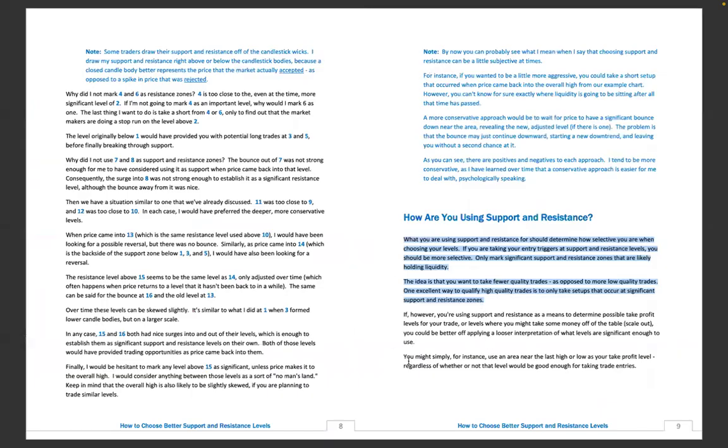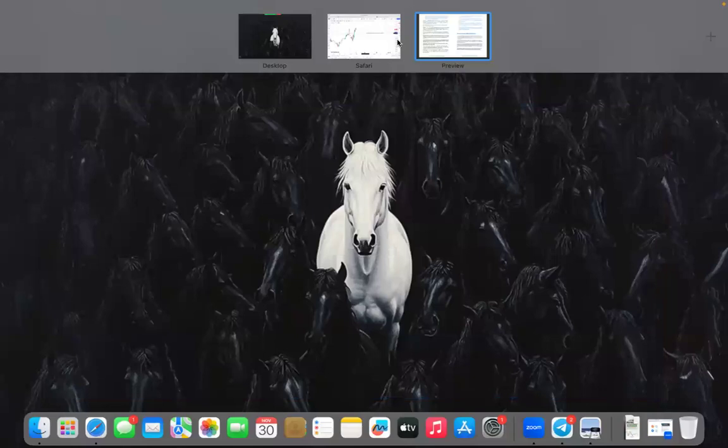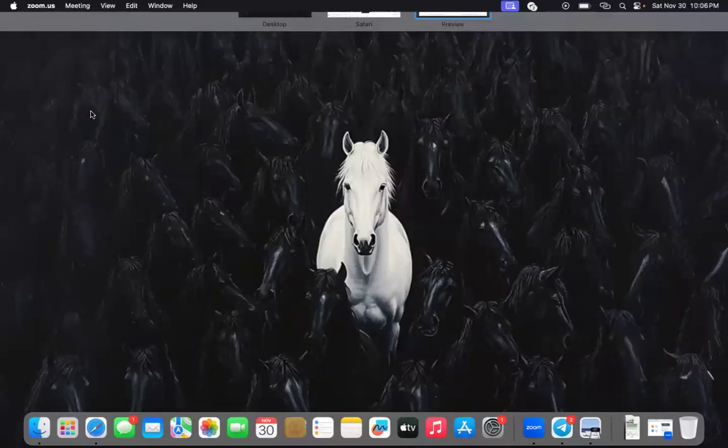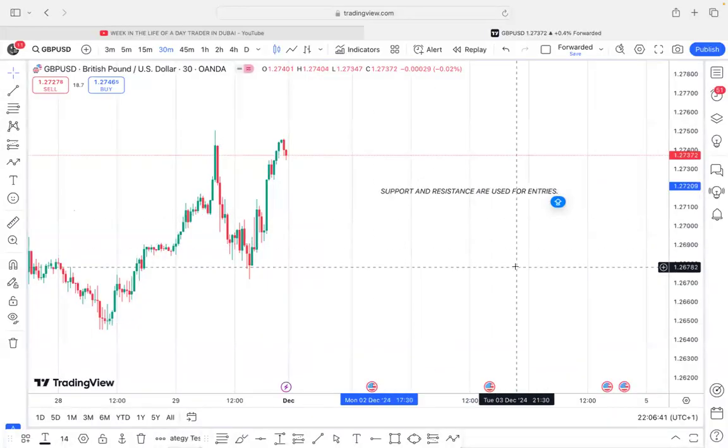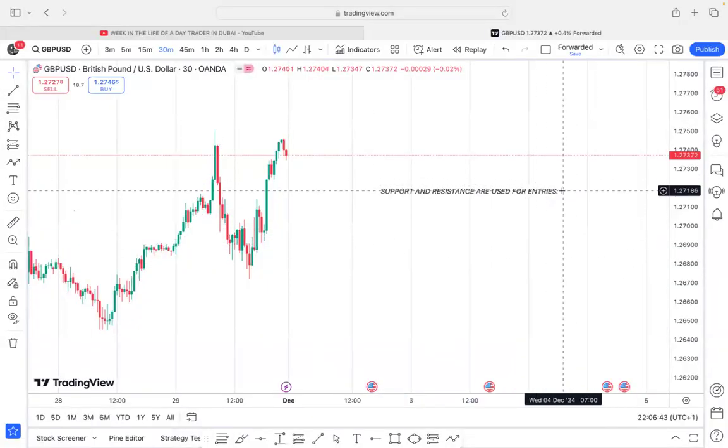Now, let's look at the next paragraph here. If you're taking your entry triggers at a support and resistance level, you should be more selective. Only mark significant support and resistance zones that are likely to hold liquidity. Now, there's a way for you to understand this better. The example I'm going to use for zones that are likely to hold liquidity are what we are going to call our psychological levels.